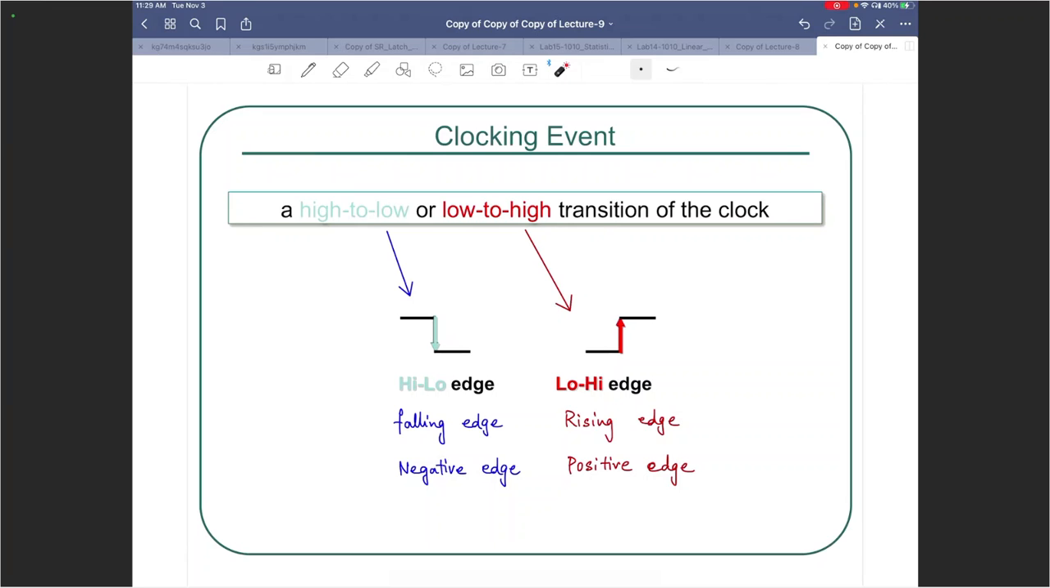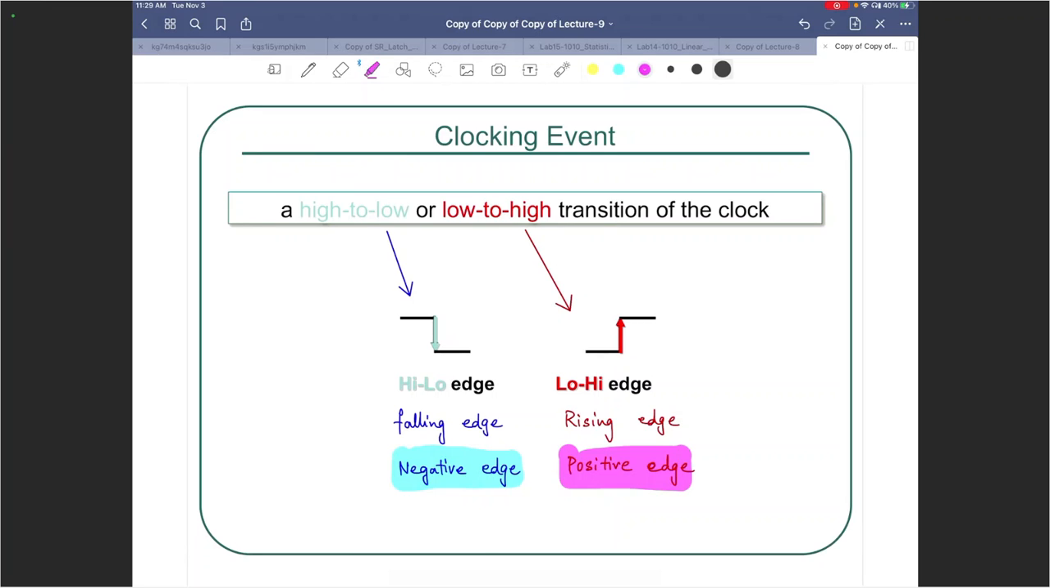And it also goes from low to high, which is called the low to high edge, or the rising edge, or the positive edge. I will be more or less focusing on the terminology at the very bottom here, negative edge and positive edge, meaning the edge of the clock that goes from high to low versus low to high.